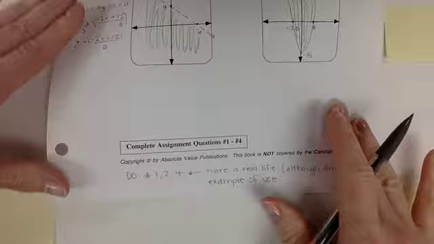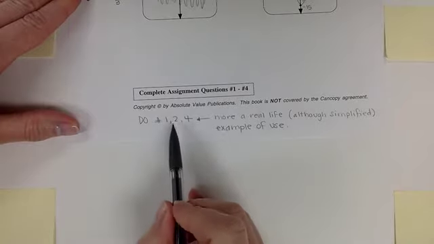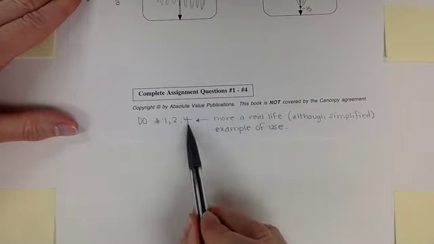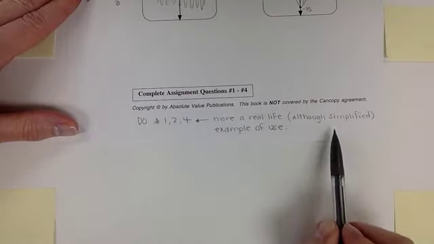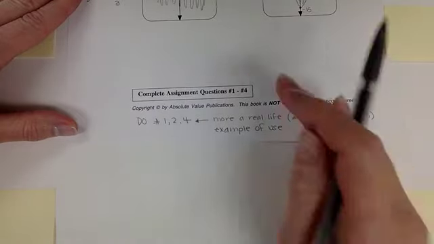Okay, do questions 1, 2, and 4. 1 and 2, you're just doing sort of scrappy, label what they want. And 4 is a more real-life example of use, although it is simplified, but that's kind of the reason why we would bother doing any of this. Enjoy!